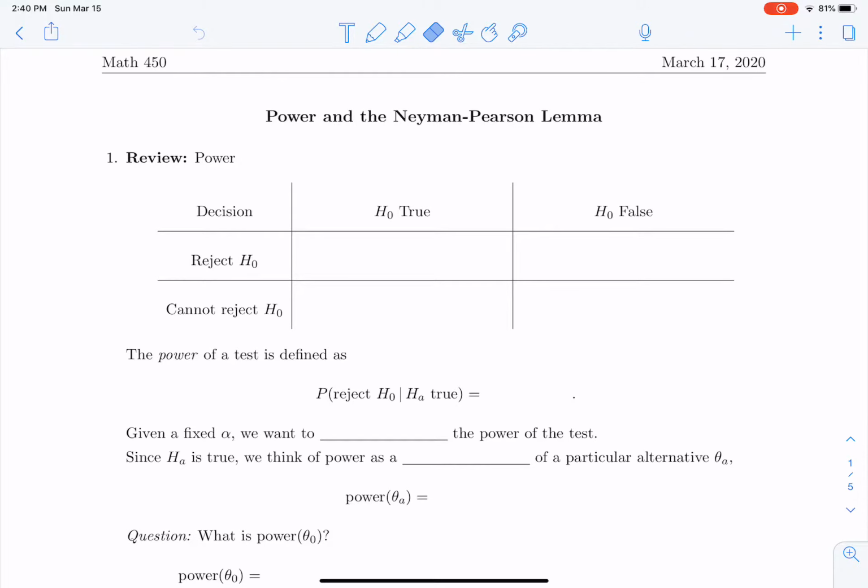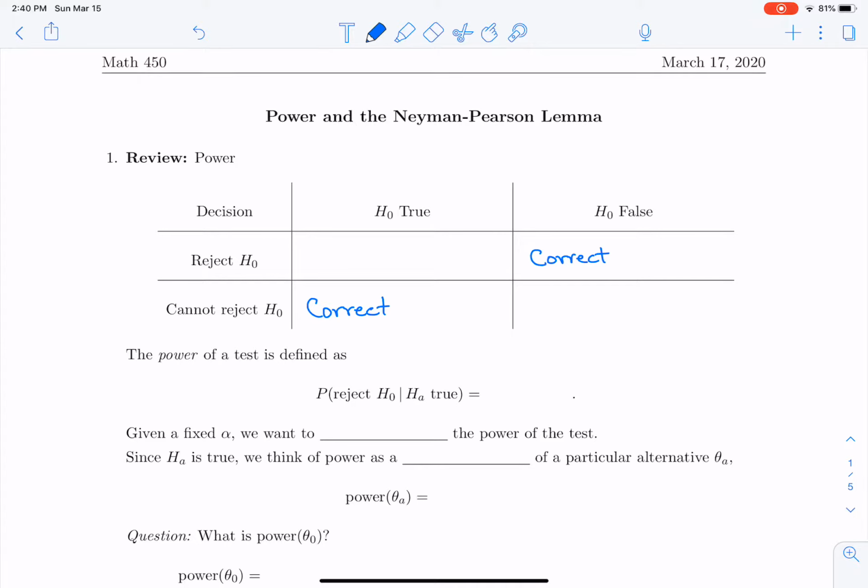We now are going to return to our discussion about power. I want to remind you about this chart that we looked at before, where either the null hypothesis is true or false. Based on the data that we collect, we will either reject or not reject the null hypothesis. If the null hypothesis is true and we cannot reject it with our data, then we will make the correct conclusion. And if the null hypothesis is false and we reject it using our data, we will also make the correct conclusion.